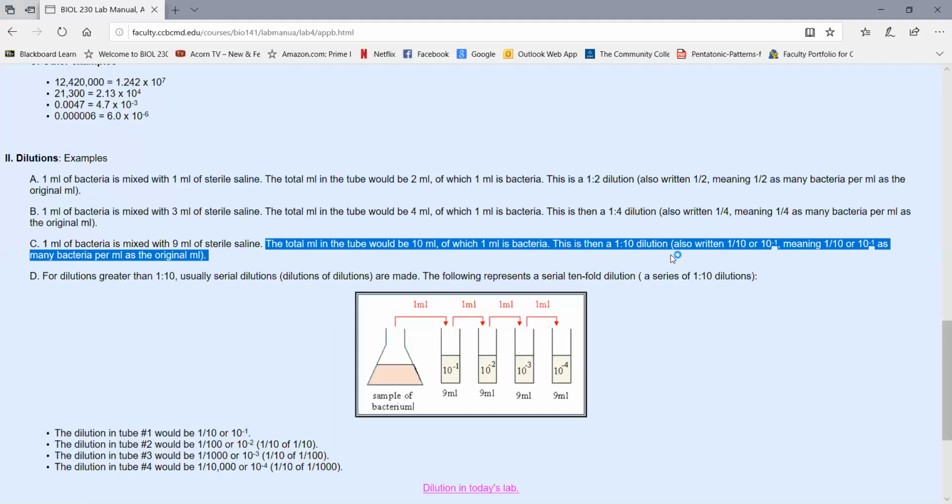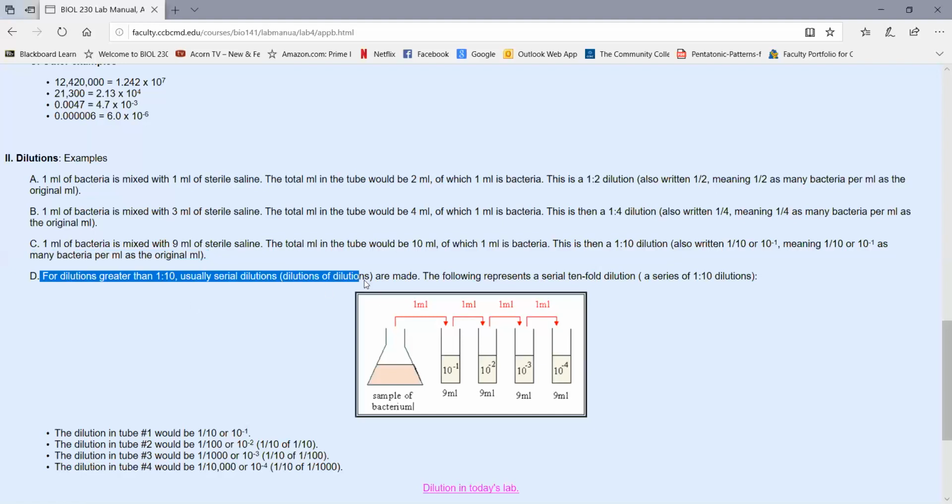Now, 1 to 10, or sometimes 1 to 100, is about as high as we go on a straight dilution. But today we need to dilute the bacteria 1 million times, 1 to 1,000,000. And it's not really feasible to pipette 1 ml of bacteria into 999,999 ml of water or saline. So what we normally do for any dilution greater than 1 to 10 is make a serial dilution, dilutions of dilutions.